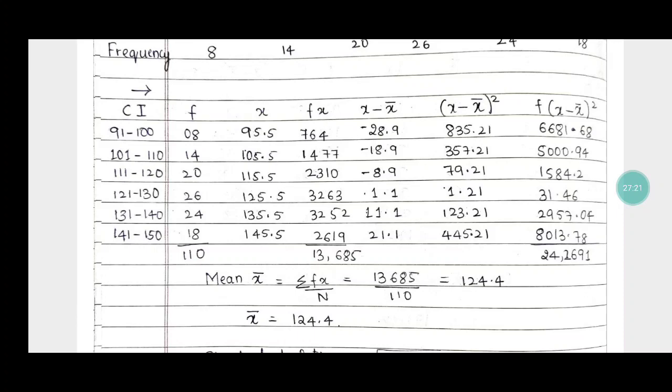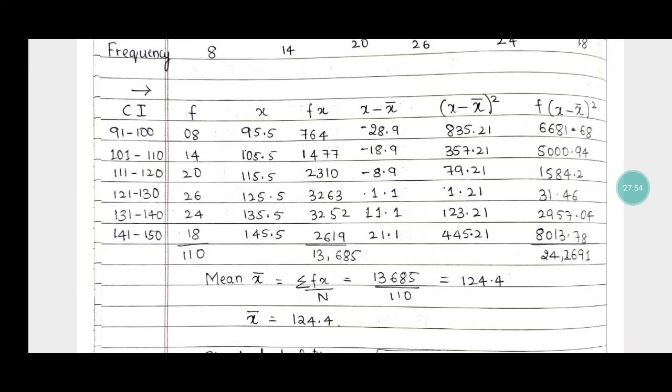So for x minus x bar whole square, we know 18.9 is x minus x bar, and we have to do the whole square. So 18.9 into 18.9 will get the answer 357.21. So for 8.9 into 8.9, 79.21. So this is how we're going to continue the x minus x bar whole square.